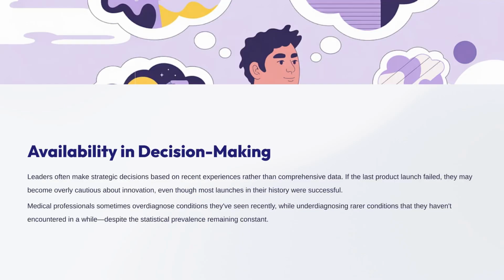In decision-making, leaders might become overly cautious about innovation if their last product launch failed, ignoring a history of successful launches. Medical professionals might overdiagnose conditions they have seen recently, despite constant statistical prevalence.